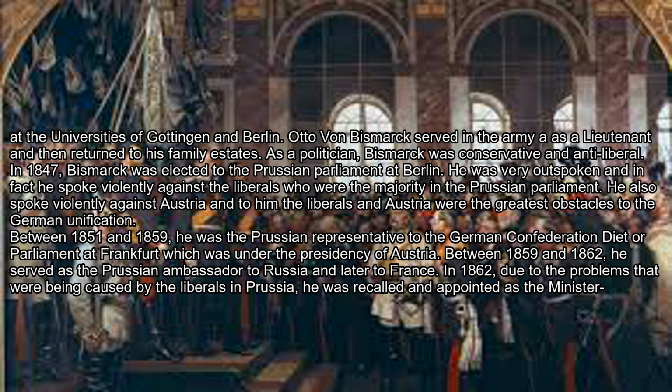In 1847, Bismarck was elected to the Prussian parliament at Berlin. He was very outspoken and in fact he spoke violently against the liberals who were the majority in the Prussian parliament. He also spoke violently against Austria, and to him the liberals and Austria were the greatest obstacles to the German unification. Between 1851 and 1859, he was the Prussian representative to the German Confederation Diet or Parliament at Frankfurt, which was under the presidency of Austria.